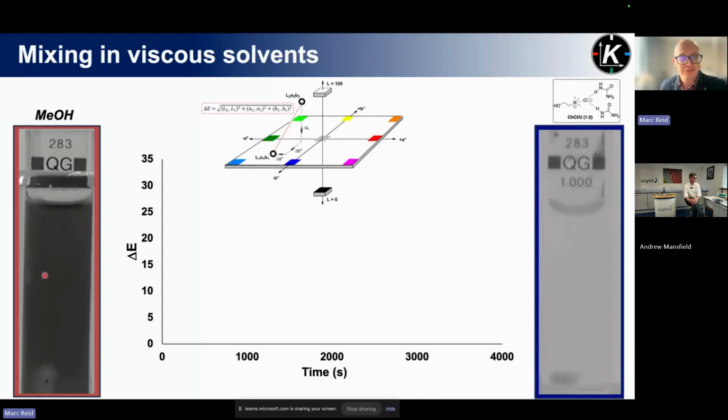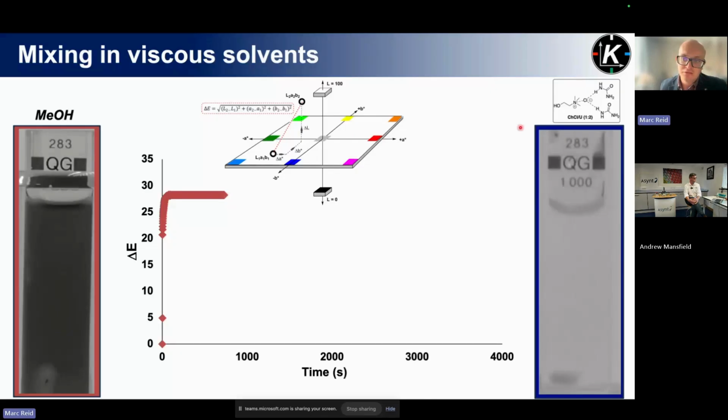If we then take that video and quantify it using the color change metric delta E that we introduced earlier, we can see here that over time we get a rapid rise in delta E, a rapid change in color, which stabilizes within tens of seconds.